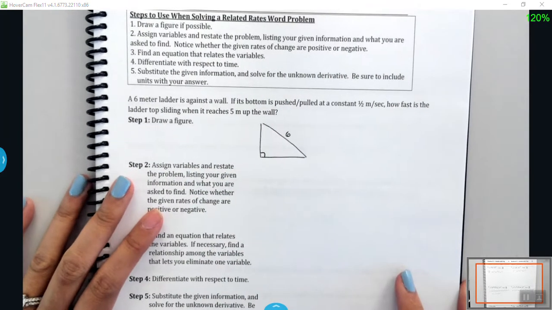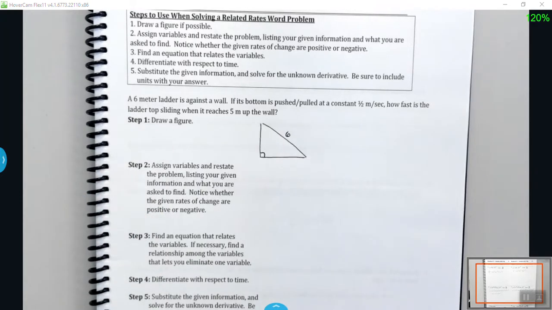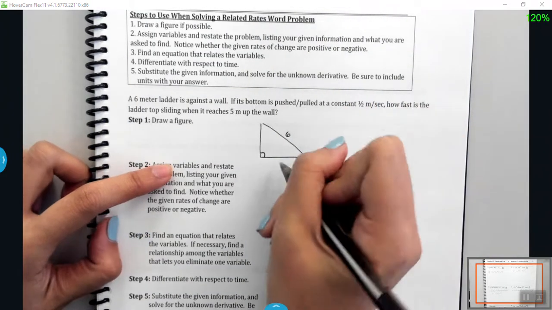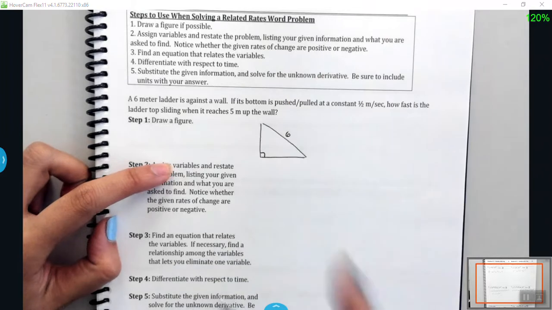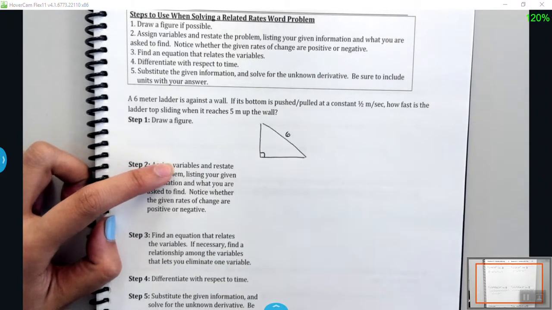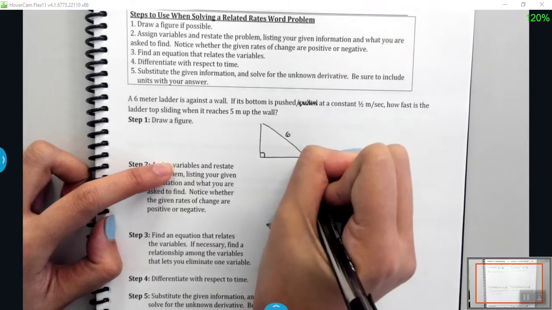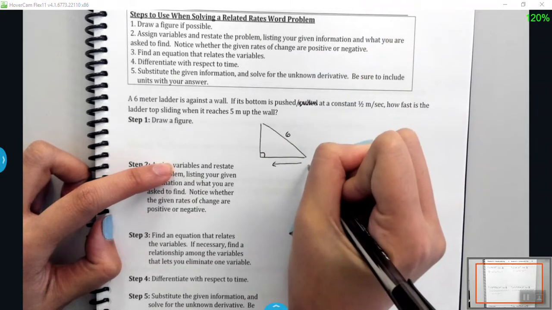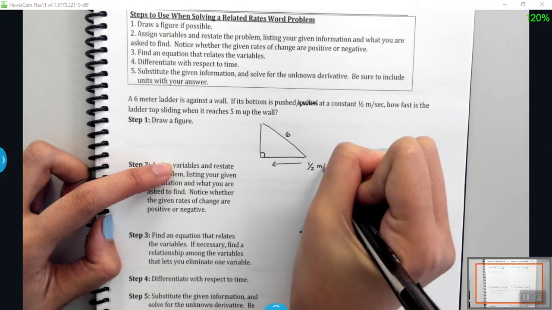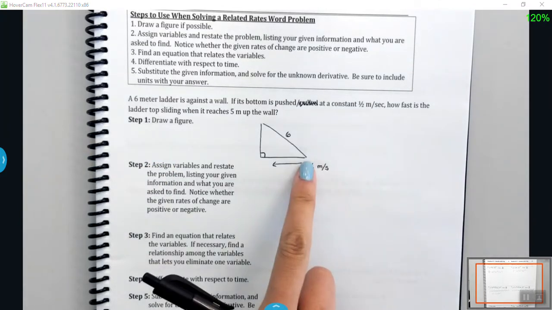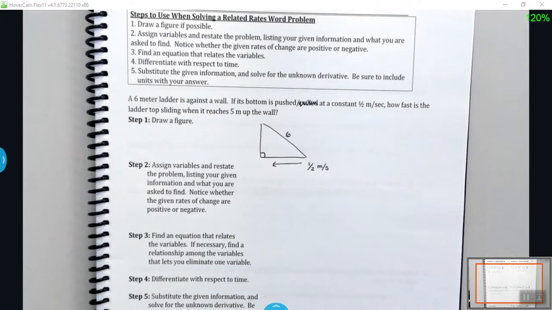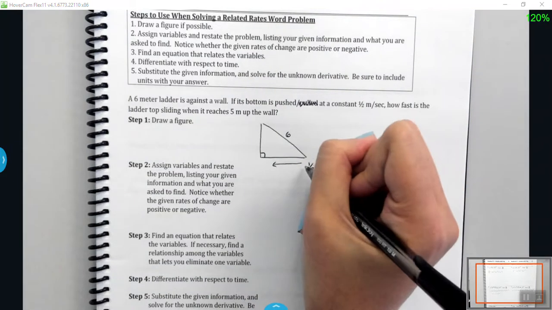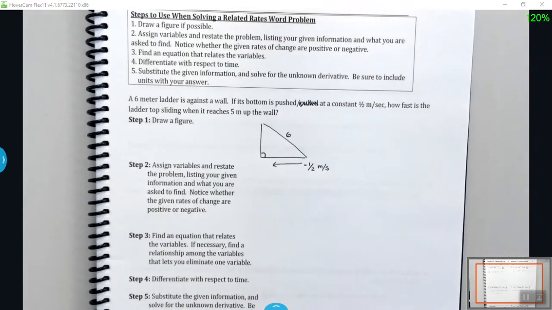Okay. And then the bottom is being pushed and pulled at a constant 0.5 meter per second. So let's go with 1. Do you want to go pushed or pulled? Pushed. Okay, so let's cross pulled out. So we'll say pushed in at 0.5 meter per second. Okay. Is this side getting smaller or bigger? It's getting smaller, right? So if it's getting smaller, we're going to go with negative 0.5 meter per second, because the x is getting smaller, so we want the rate to be negative.